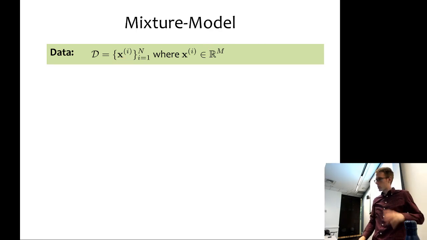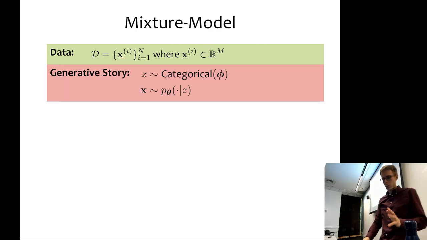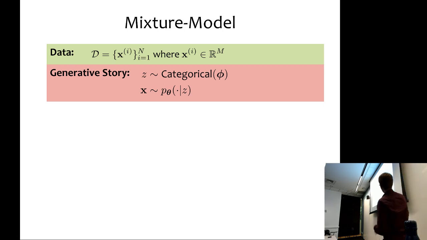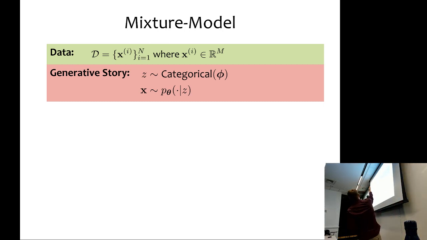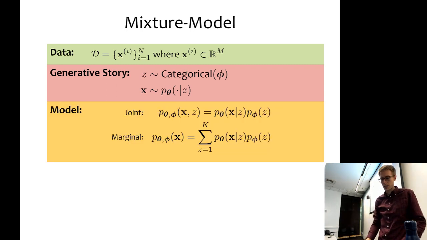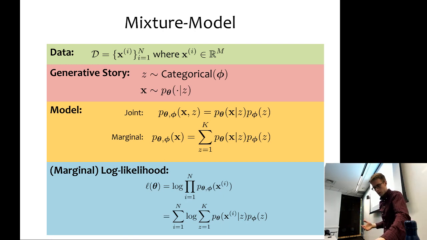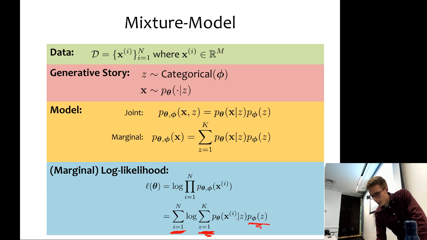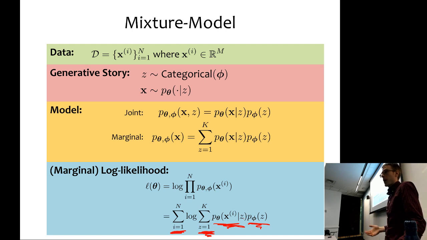Okay, so more generally, a mixture model is one where you have data and you have some generative story where you sample a cluster label from a categorical, but then you sample X from some distribution, right? It doesn't have to be a Gaussian. And then the marginal likelihood problem is the same as before, where we're summing over all the training data examples and then each of the possible cluster assignments, where we have the prior probability of that cluster assignment times the likelihood of the point coming from that cluster.